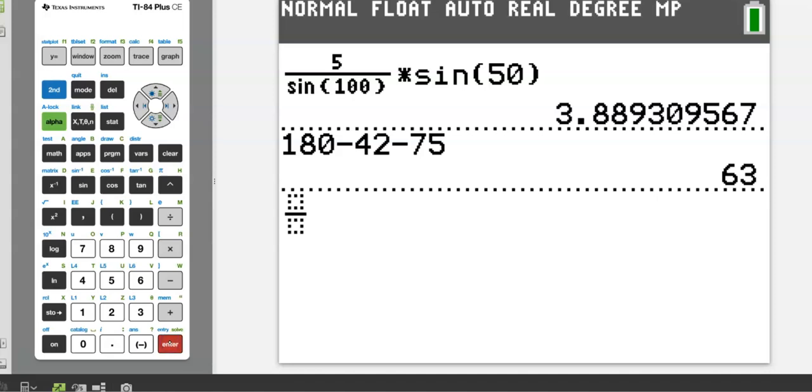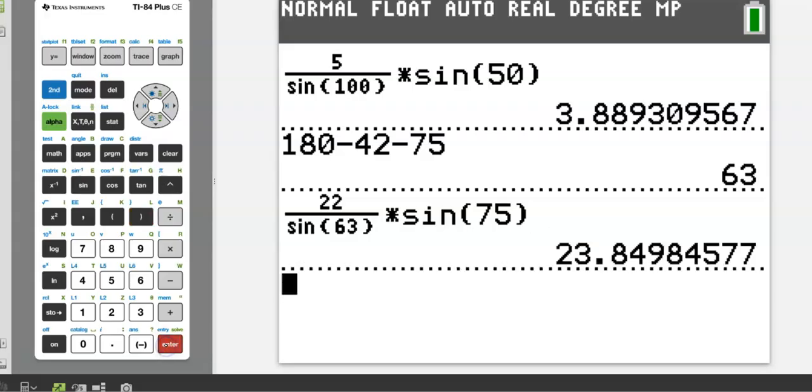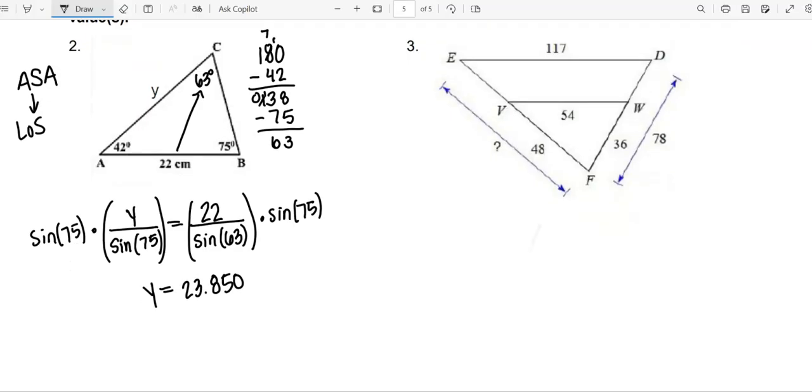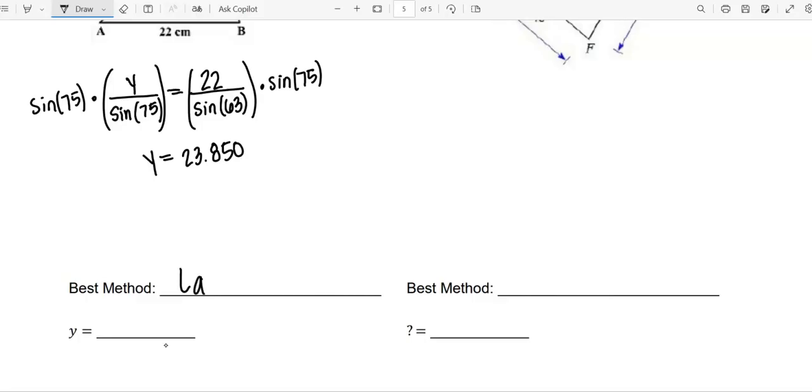Alpha y equals enter, 22 over sine of 63, and then times sine of 75. And I've got 23.8498. That 49 is going to round up to a 50 because of the 8 behind it, and so 23.850. And our method here is law of sines. And I will make sure to write my answer down one more time so that Miss B is not confused about what my answer is. And there are centimeters in the picture, so let's put centimeters.